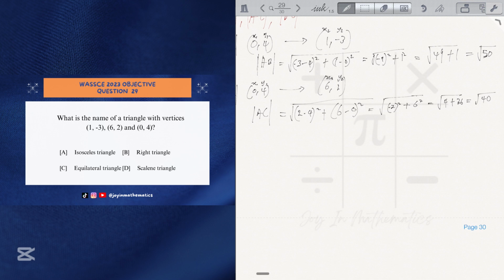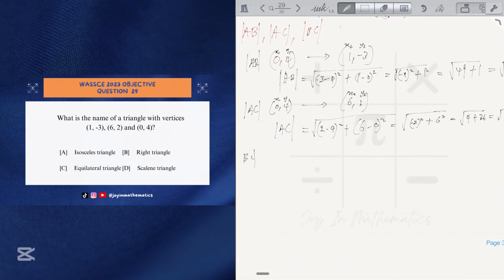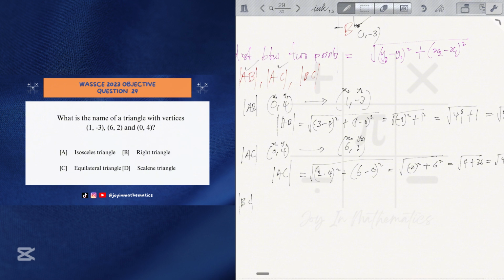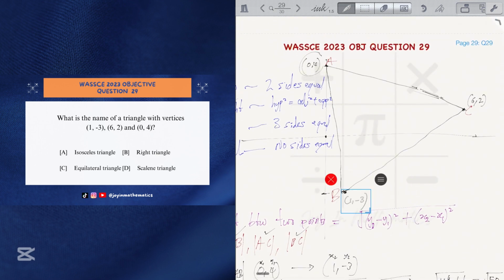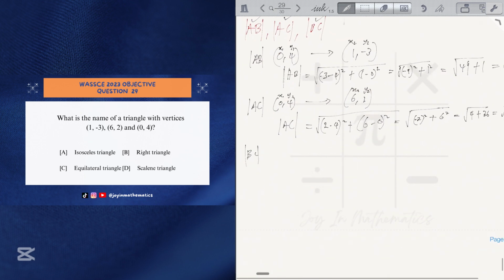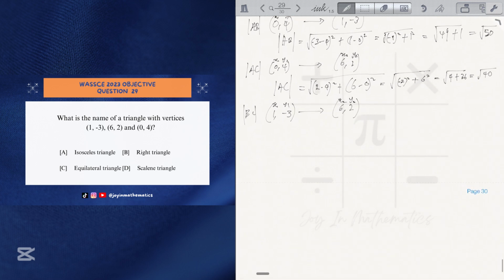And finally, we now have the expression of BC. Remember, we have solved for length AB and AC, now we want to solve for BC. BC means we are starting from B going to C. So B is (1,-3), C is (6,2). So we are going from (1,-3) to (6,2), x1, y1, x2, y2. So we'll just find the length of BC.